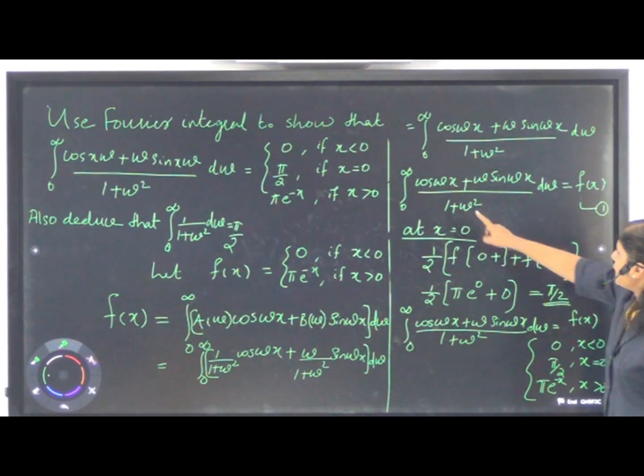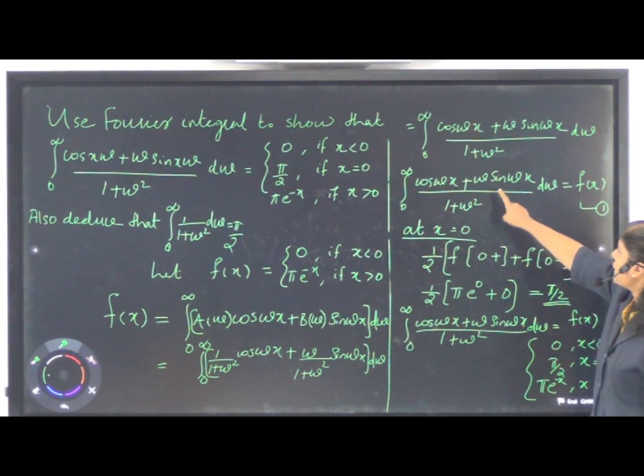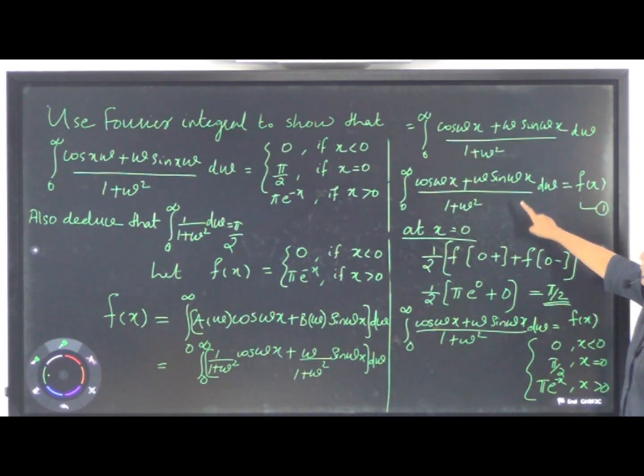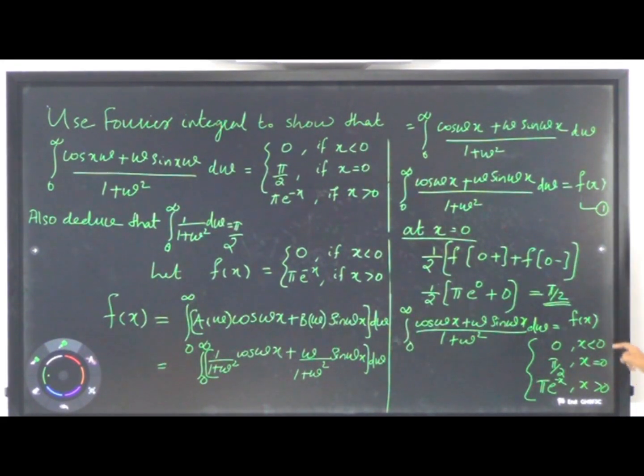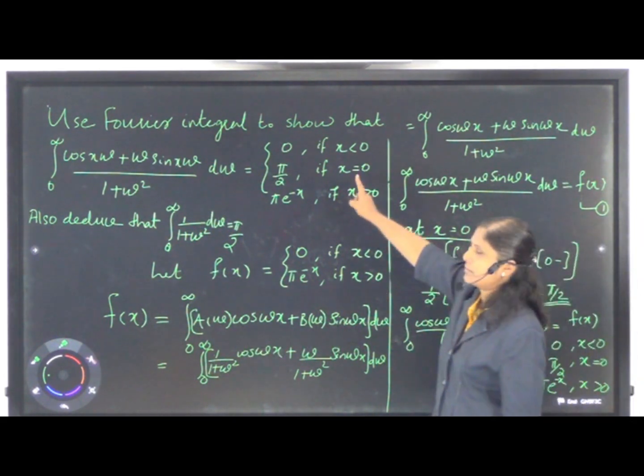So we get integral 0 to infinity cos omega x plus omega sin omega x by 1 plus omega square d omega equal to f of x. What is f of x? F of x is 0 for x less than 0, pi by 2 for x equal to 0, and for x greater than 0 it is pi e raised to minus x. That is the first part.